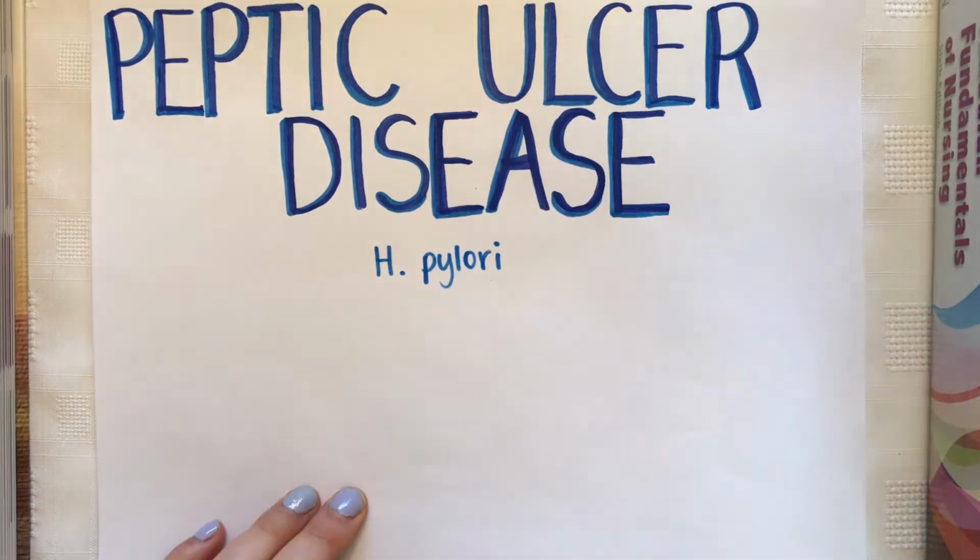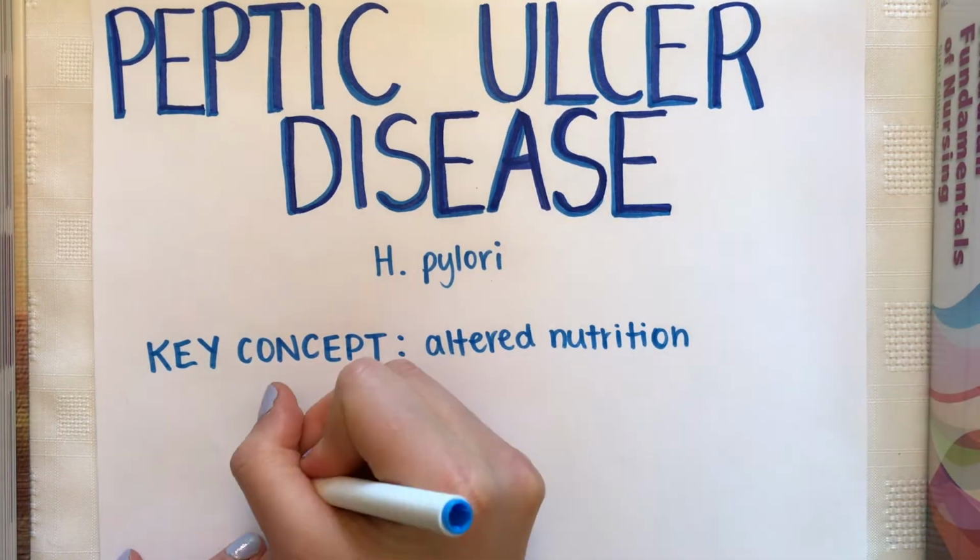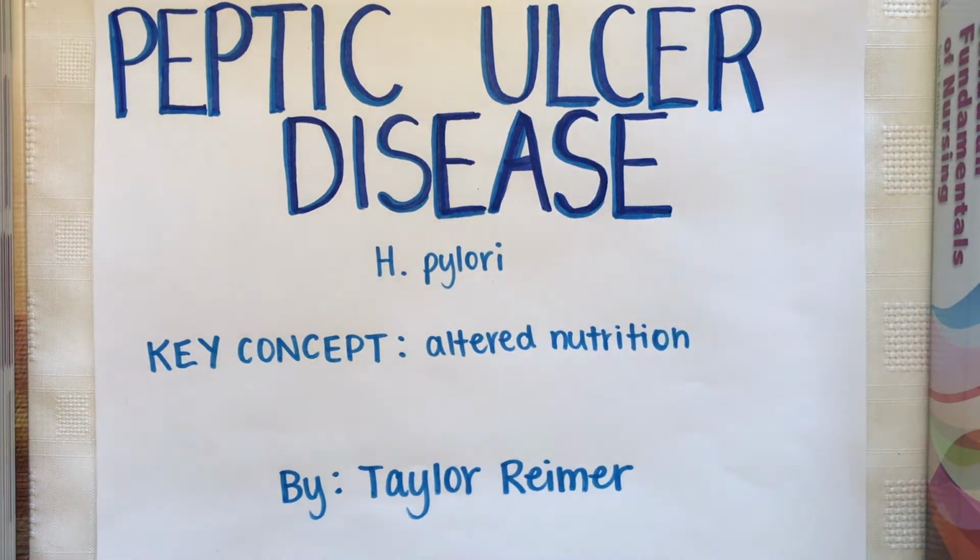Hi, I'm Taylor Reimer, and this is my project on peptic ulcer disease infected by Helicobacter pylori. The key concept is altered nutrition.